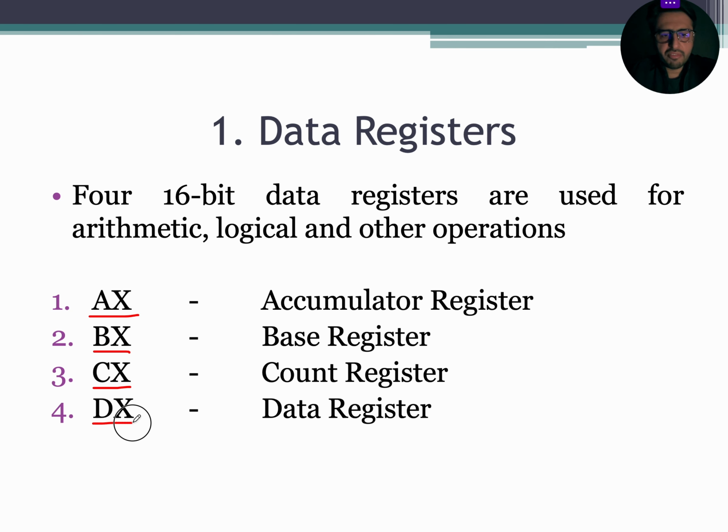Last, number 4 is DX, known as data register. It is a 16-bit register which can be used to store data for I/O operations, and it also can hold the high 16 bits of the product in multiply or hold the remainder of the divide operation, or it can also be used as an AX helper for arithmetic and logic operations.